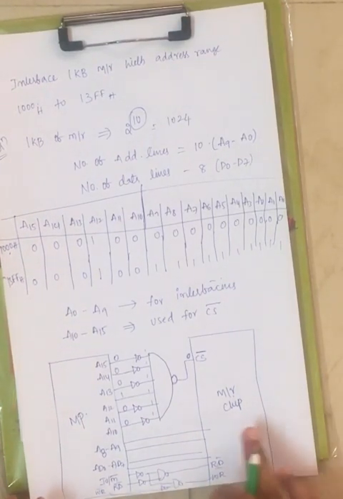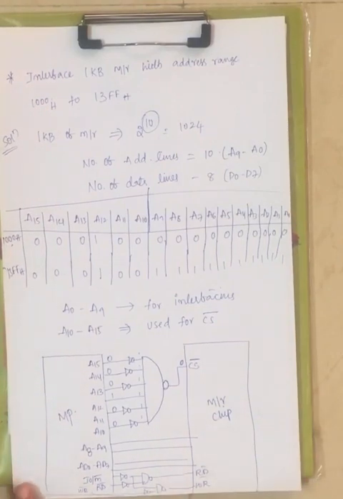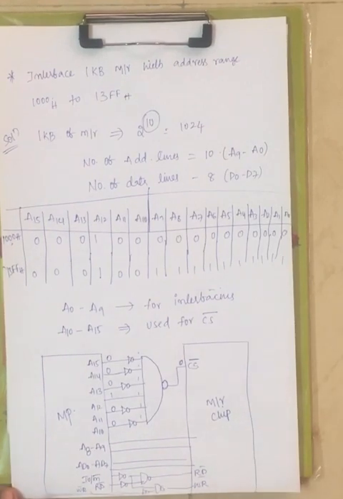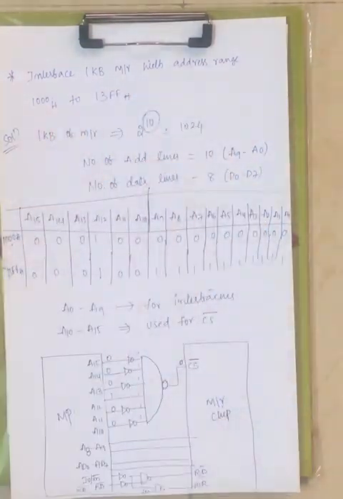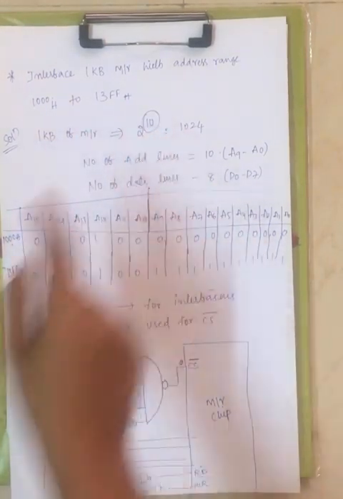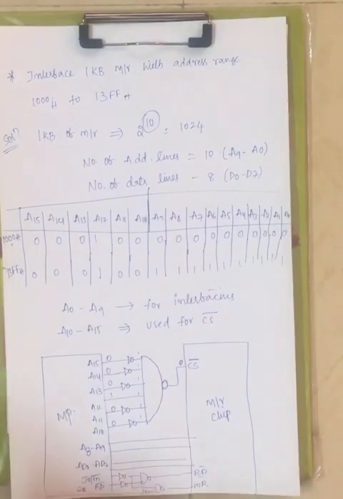Now this is about interfacing of 8085 with the memory chip. Now I will give you one assignment on Saturday with this description. You have to complete it. Let me briefly explain. Interface 1 kilobyte memory with the address range 1000H to 13FFH. Given 1 kilobyte of memory, 2 to the power of the number of address lines gives the memory size, so you can calculate the address lines, which is 10. A0 to A9 are used as address lines between your memory chip and microprocessor.